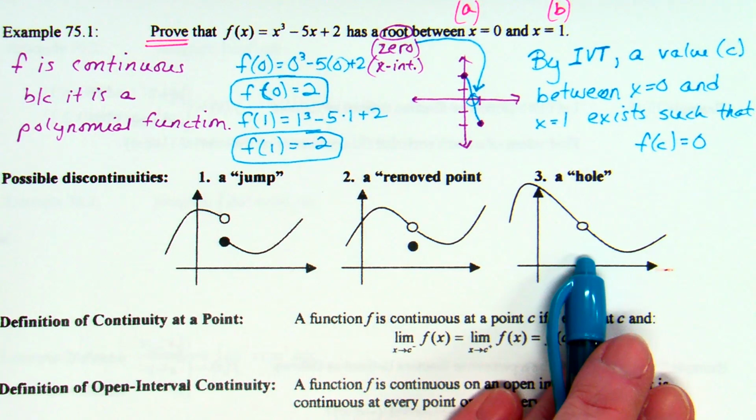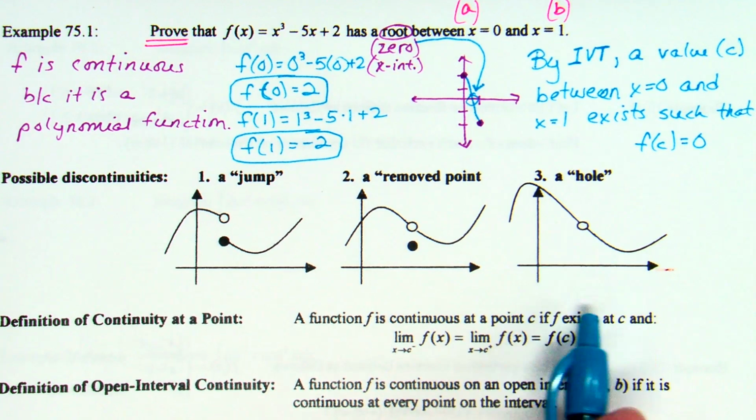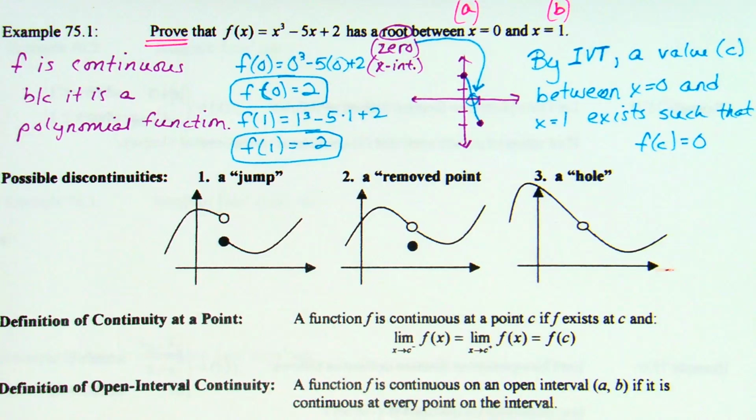But remember, when do holes happen? Holes happen when my denominator equals 0 and it's a factor that cancels. So if my denominator equals 0 and I don't have an asymptote there, that means there's a hole there of some sort. Okay. Now, definition of continuity at a point. On that polynomial, we could just state it's a polynomial. We know it's going to be continuous.